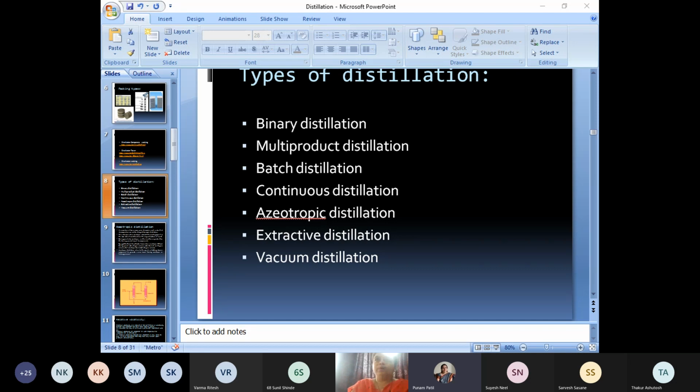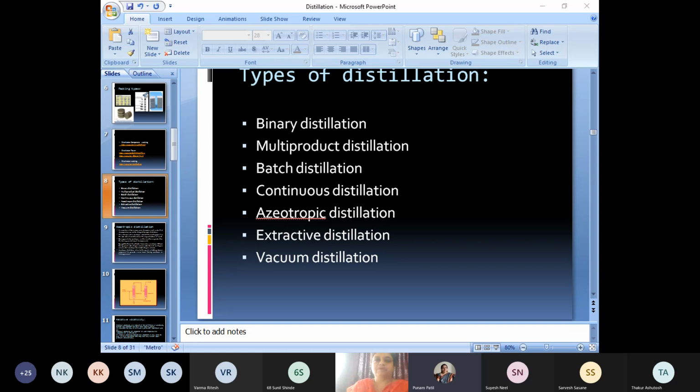Okay, the feed has only two components, A and B, so separation will give you only two products. That type of distillation is called binary distillation. Multi-product distillation is when the feed contains more than two components or constituents. For example, if the feed contains A, B, C, D, E, then we call it multi-product distillation. In that case, you will get 5 different products from the distillation, right? That is called multi-product distillation.